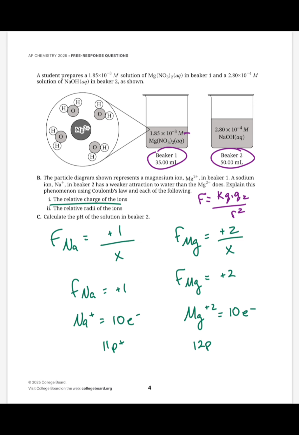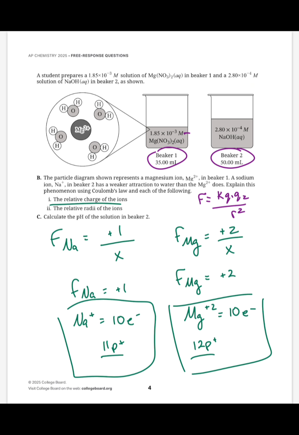If we still think about Coulomb's law, if Q2 is the same for both of them and Q1 is different, where we have a different number of protons, we are going to experience a different force of attraction. If the force of attraction is greater, that means they are going to have a smaller radius. Those electrons are going to get pulled in closer. So the magnesium ion is going to have a smaller radius compared to the sodium ion, and it is going to experience a greater force of attraction because of the smaller radius.